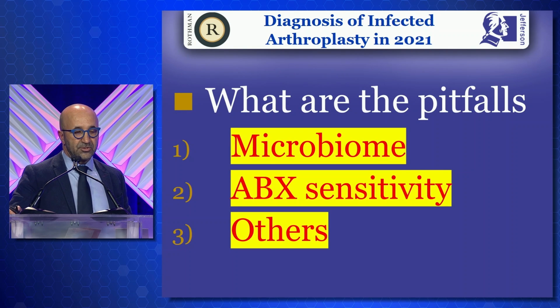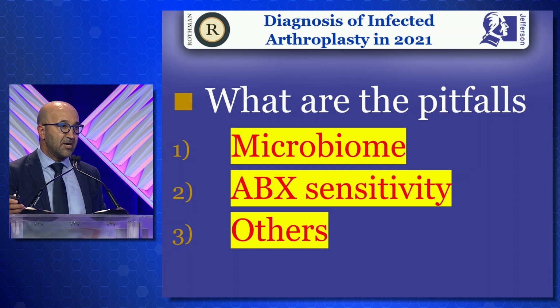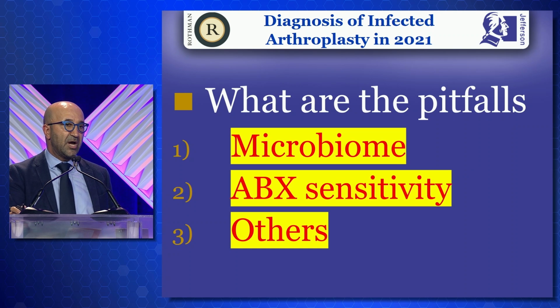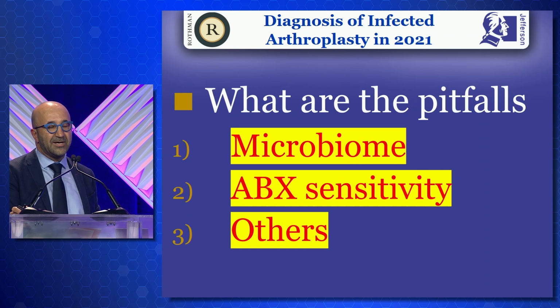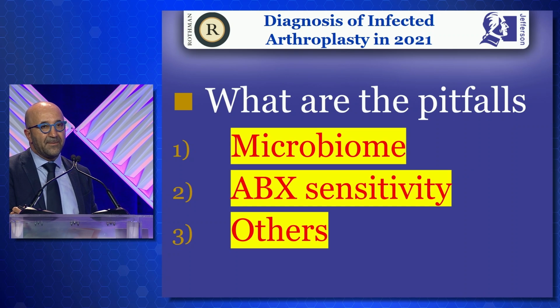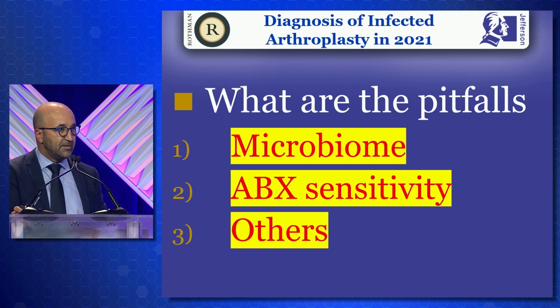What are the pitfalls? Quite a few. This is a technology we don't understand very well. Microbiome exists in our body, so even if you send a sample from a primary knee, you could potentially have a positive NGS signal. That's what we call microbiome, non-pathogen commensals. The sequencing doesn't provide you with antibiotic sensitivity. That's been the biggest criticism from our ID group.